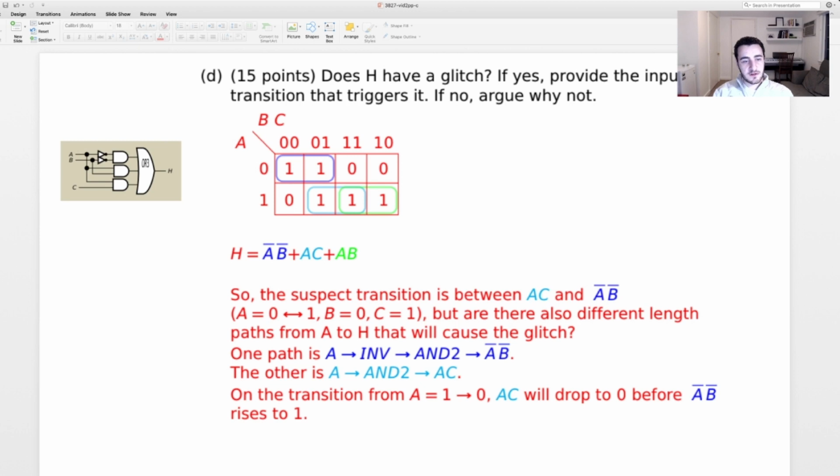There are different length paths from A to H that could potentially cause this glitch. One such path is A to the inverter to the 2-input AND gate, and that gives you not A, not B. And the other one is A to the 2-input AND gate, which gives you AC. On the transition from A equals 1 to 0, so when A is falling, AC will drop to 0 before not A, not B rises to 1, and this causes a glitch.